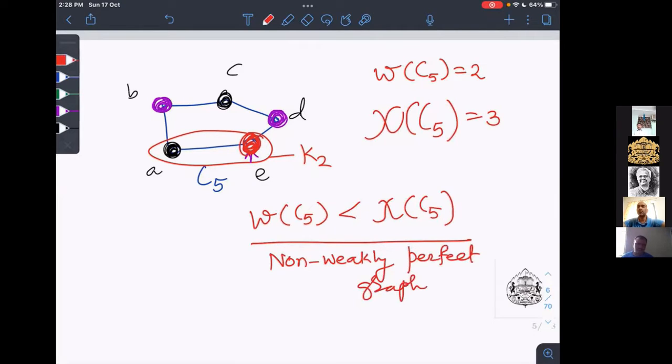Is this okay to all of you? So we have a simple example of a non-weakly perfect graph, right?